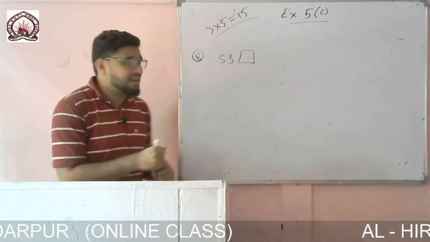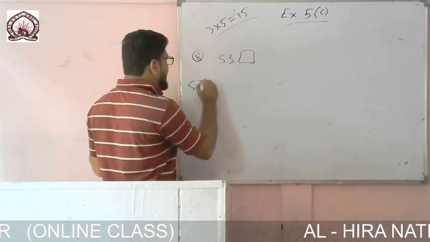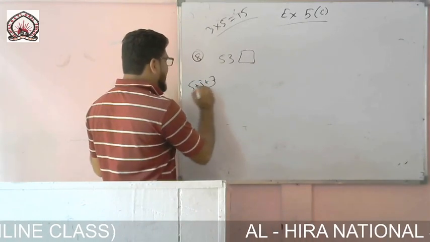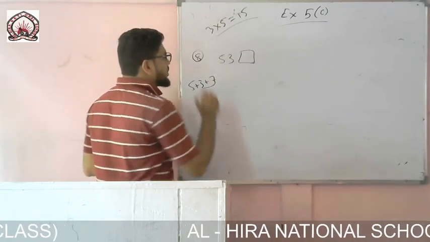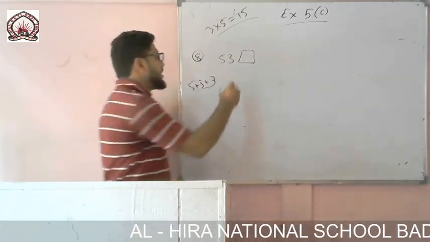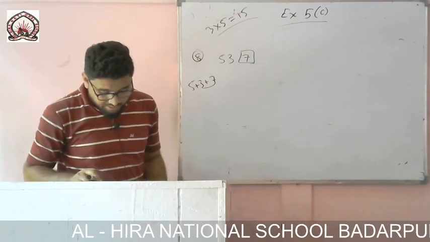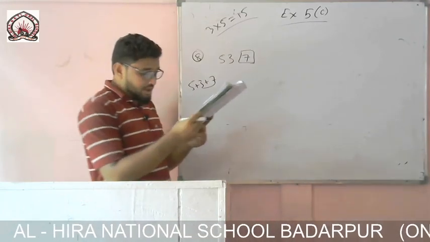So if I add 7, let us see. 5 plus 3 plus 7. 7 plus 3 is 10. 10 plus 5 is 15. So it is divisible by 3. So this is 7. Okay.